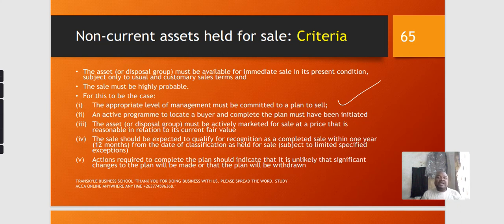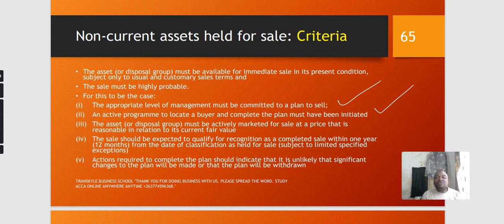Number two, an active program to locate a buyer and complete the plan must have been initiated by year end. So we expect to see evidence of serious marketing for the sale of this asset to be taking place. Otherwise, we won't be convinced that the asset should be held for sale.